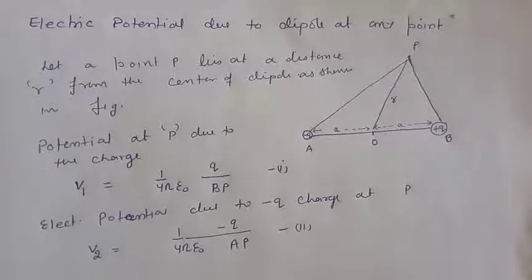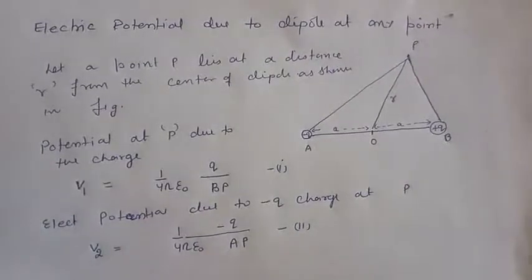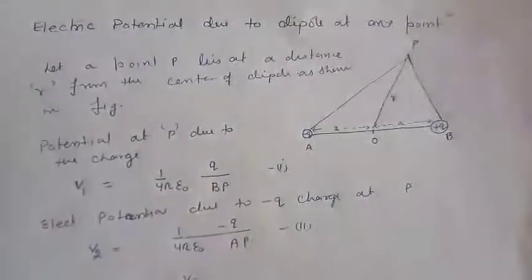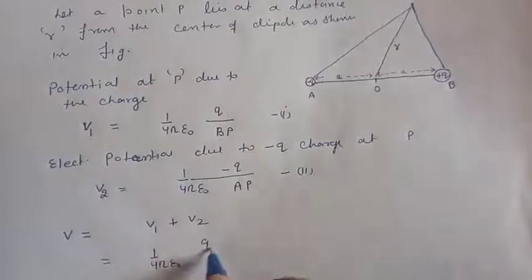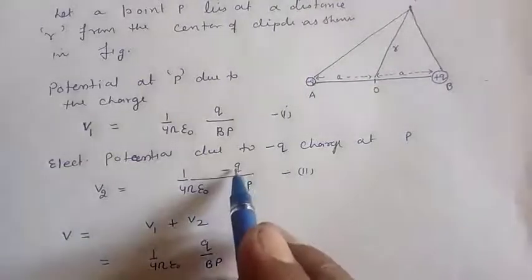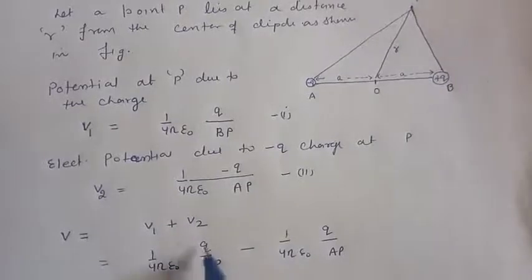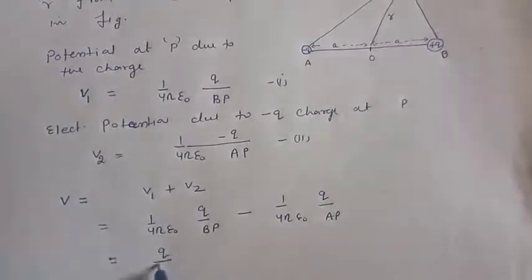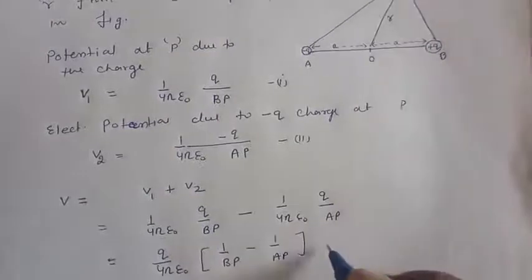So now net potential. What will be the net potential? V equal to V1 plus V2. So put the values. V1 is 1 upon 4 pi epsilon 0 Q upon BP, minus V2, because V2 has a minus sign, so 1 upon 4 pi epsilon 0 Q upon AP. Now Q upon 4 pi epsilon 0 is constant, so we can take it common. So what is left with us? 1 upon BP minus 1 upon AP. Let this be equation number 3.